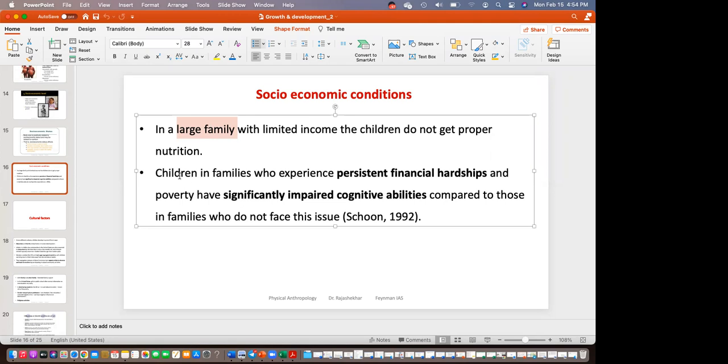Okay, next. Children in families who experience persistent financial hardships. People who experience financial problems and poverty have significantly impaired cognitive abilities. Studies have shown, and this was an old study from the 1990s, that people who struggle for money, who are in poverty, have their cognitive abilities impacted. So this is an aspect of development, right? We talked about development being the attainment of maturity. So cognitive abilities are impacted when they are in poverty.